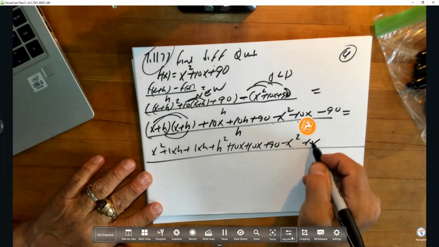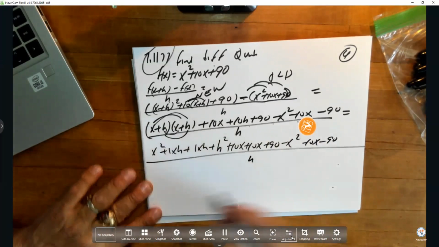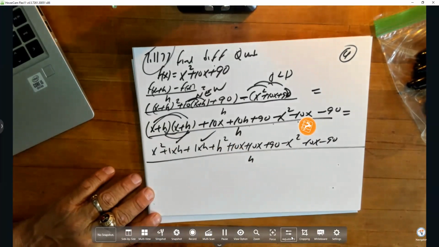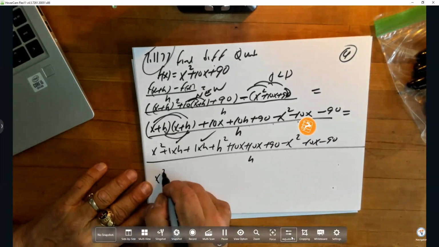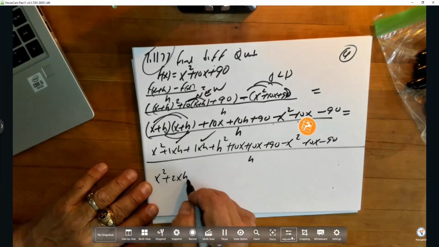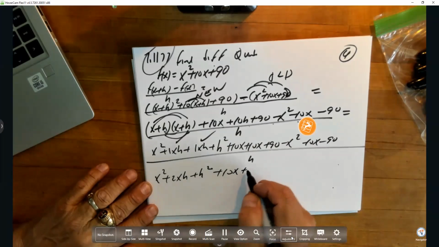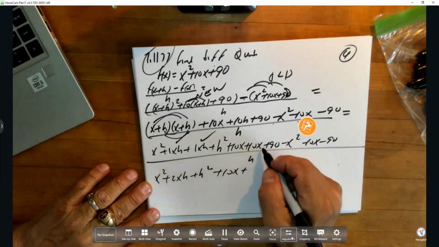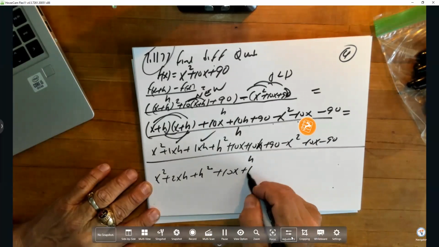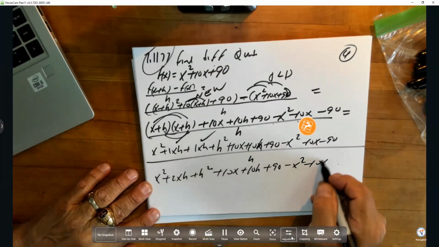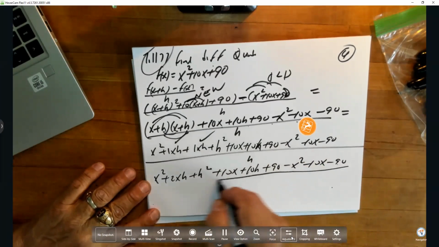Minus it, over h. So now 1xh and 1xh, is that 2xh again? Yes. So x squared plus 2xh plus h squared plus 10x, plus 10h plus 90 minus x squared minus 10x minus 90, all over this thing here.